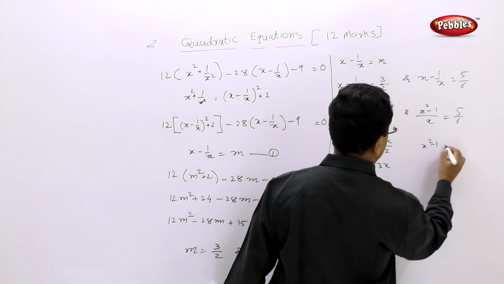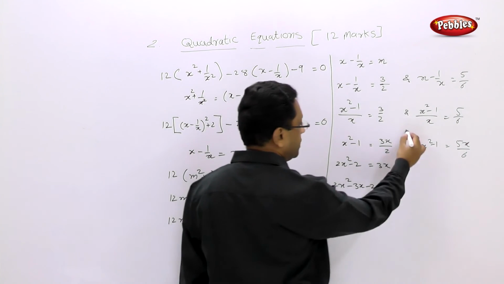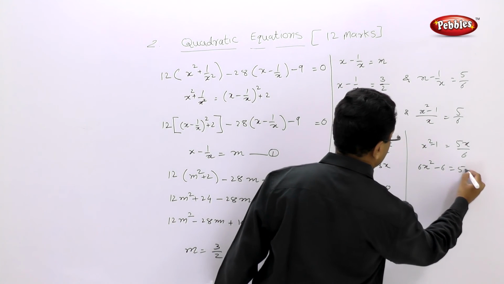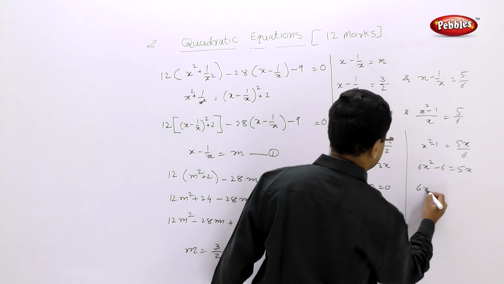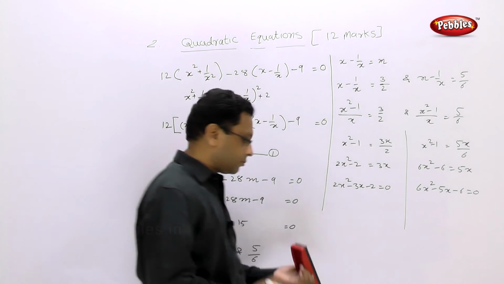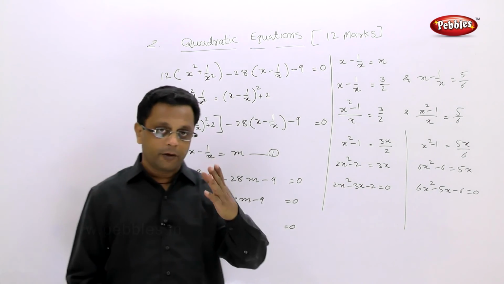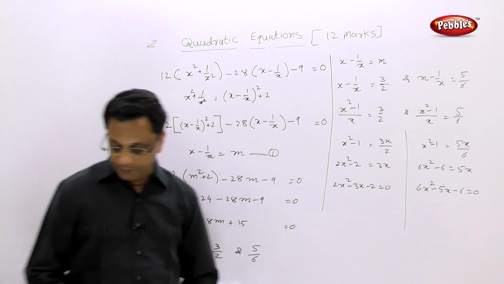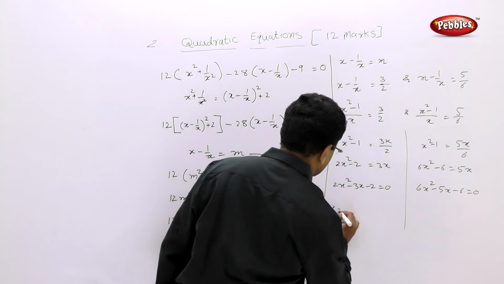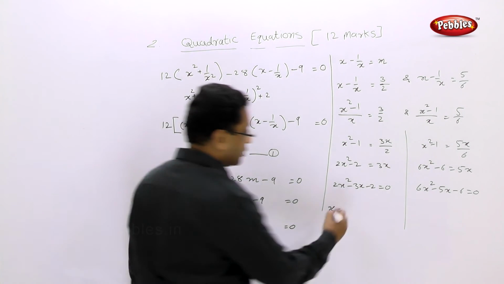Or x square minus 1 equal to 5x by 6. 6 will multiply this by 6. So 6x square minus 6 is equal to 5x. So here I will get 6x square minus 5x minus 6 is equal to 0. So you have to solve these two equations to find the roots. Pause your video here and solve these two equations. The answers you will get here, x is equal to 2 or minus 1 by 2.